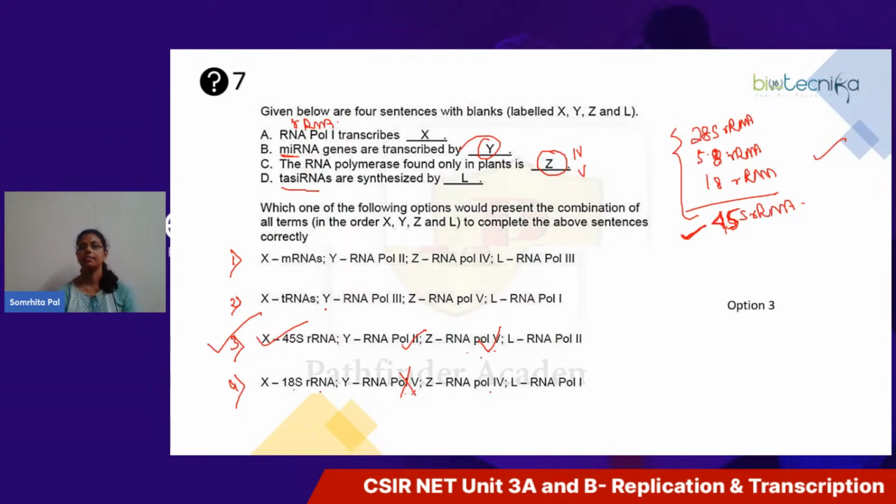Yeah, exactly. Confused in miRNA and 18S. Okay, so see, if you know the miRNA, if you keep this in mind, then this will be sorted. Yeah, exactly.